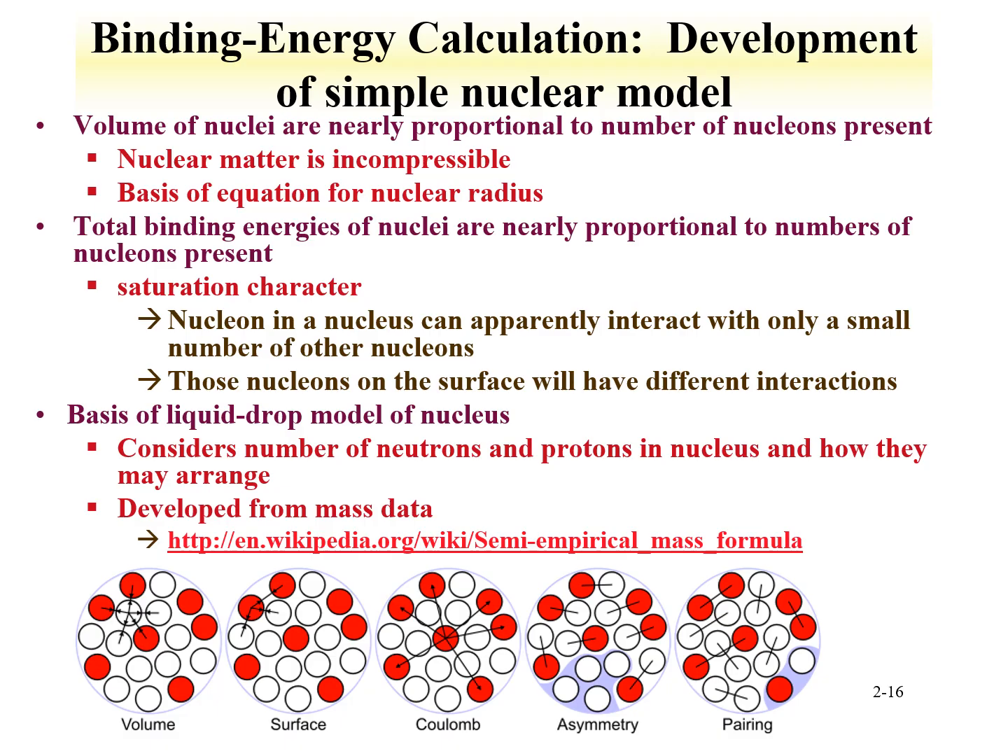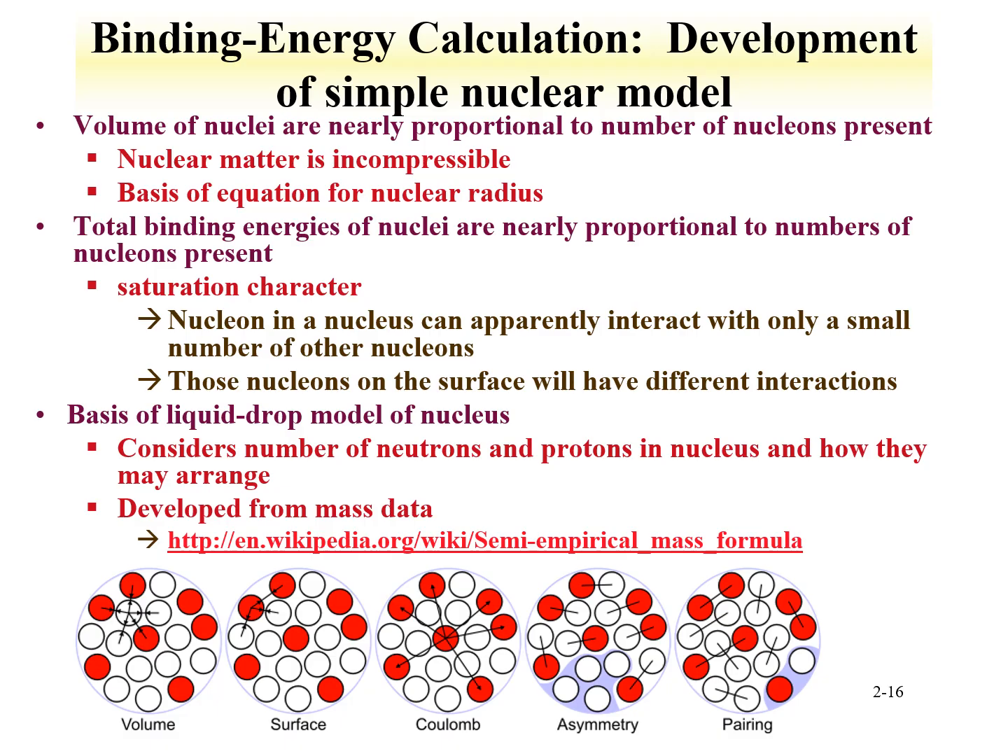So the volume of nuclei is basically based on the number of nucleons present. You can't compress nuclear matter, so the size is fundamentally based on the number of nucleons. And this is the basis of the equation of the nuclear radius. Radius is just proportional to the number of nucleons. And something being incompressible sounds like water. And the total binding energy of nuclei is nearly proportional to the number of nucleons present, so there's a saturation character that means the nucleons tend to only interact with a small number of other nucleons. So if we thought of water, water only tends to interact with other water around it. So it seems to be a reasonable model.